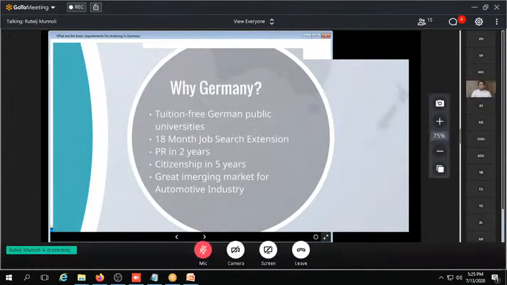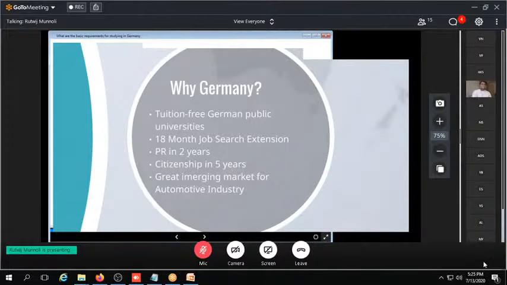So the next point, the third point, is PR. PR is permanent residence, which you get in 2 years only. If you do your masters from a German university, you can get your permanent residency in Germany just after paying your social contribution and taxes for 24 months. And along with this, you just have to show a B1 level of German language proficiency. That's it. You will get a PR in just 2 years after completing your masters over here.